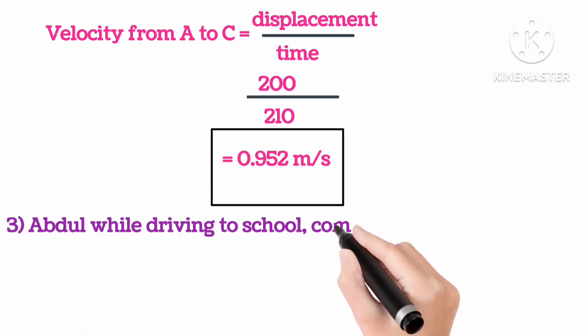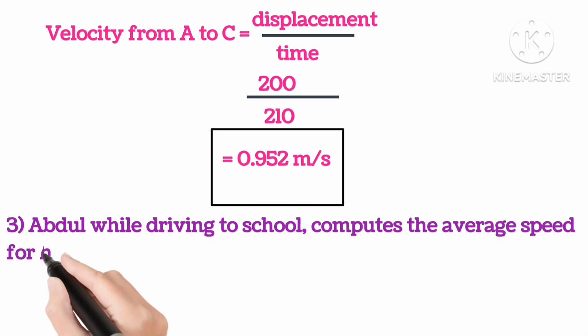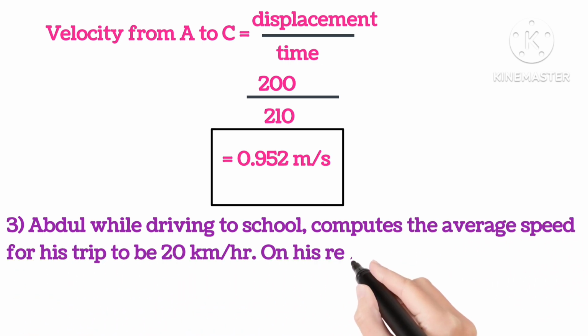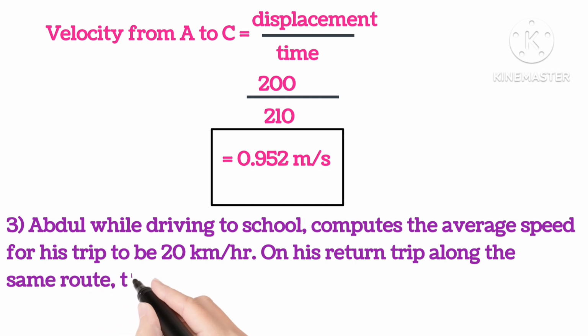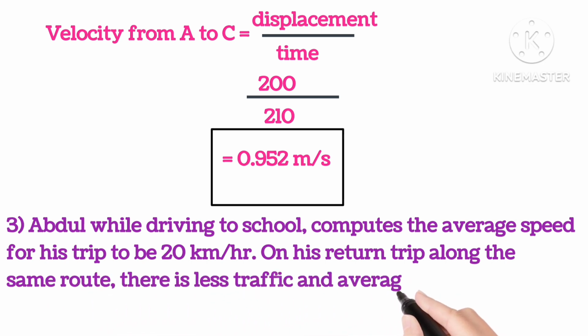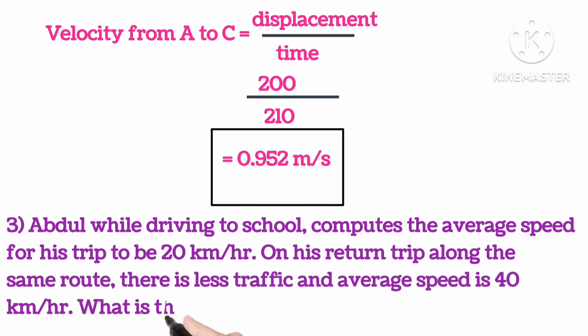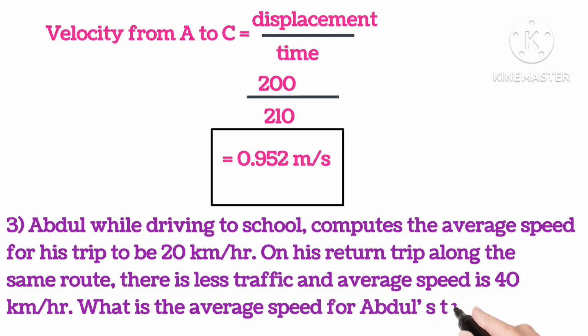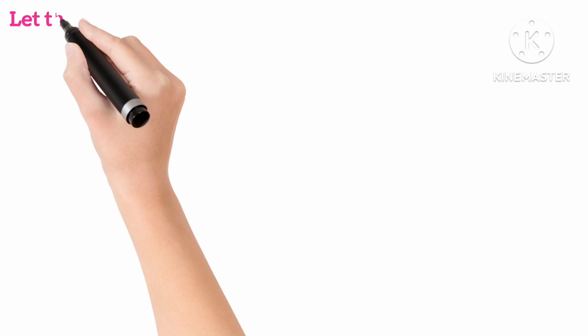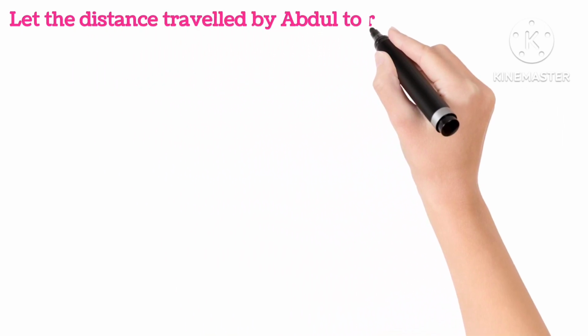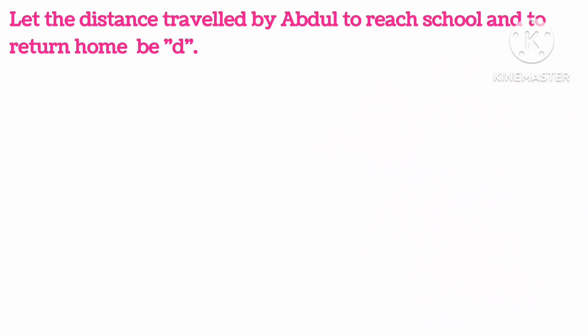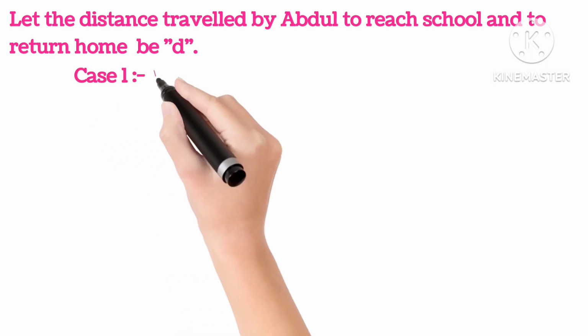Third, Abdul while driving to school computes the average speed for his trip to be 20 km per hour. On his return trip along the same route, there is less traffic and the average speed is 40 km per hour. What is the average speed for Abdul's trip? So let the distance travelled by Abdul to reach school and to return home be d.